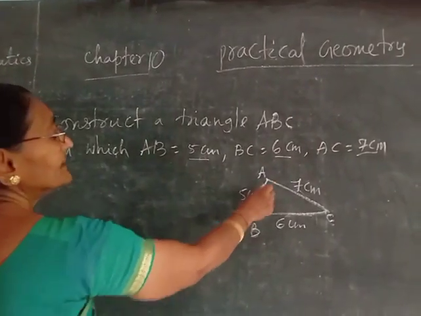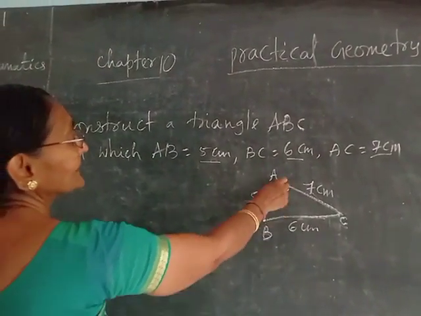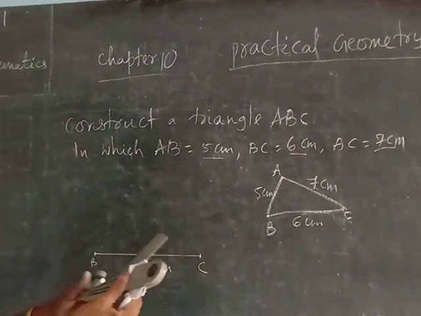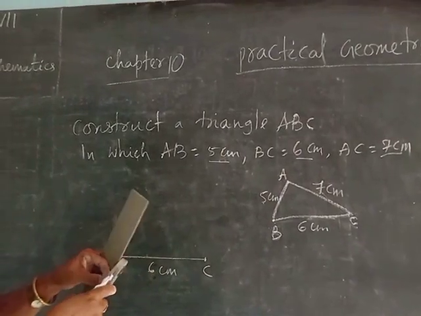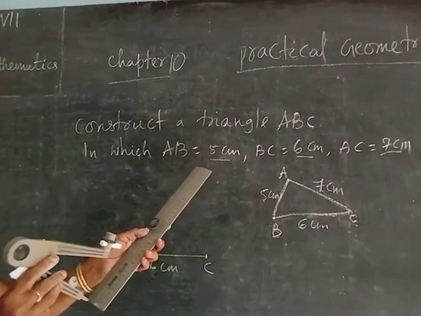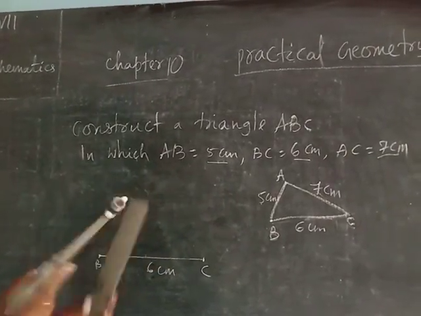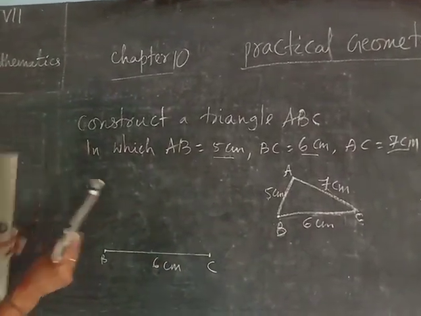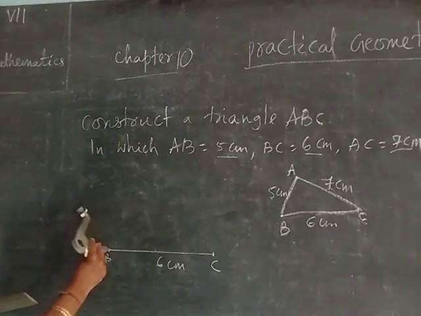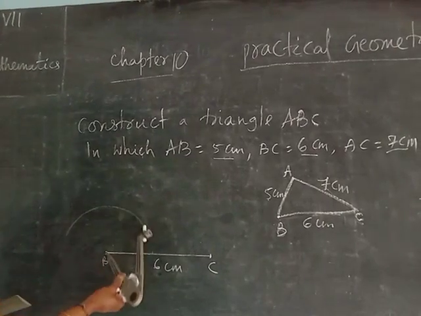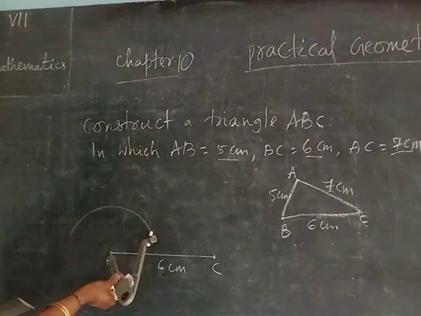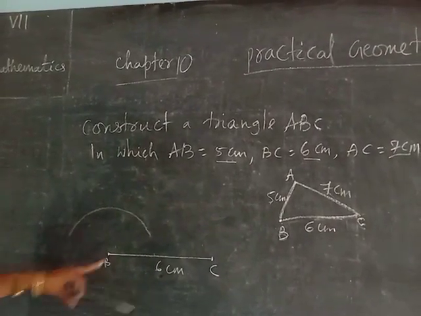Then from B, what is the length of AB? It is 5 cm. Then you take your compass and set the radius to 5 cm. You measure from 0 onwards, take 5 cm, and measure this way. Okay? Then you put the pin on B and draw one arc of 5 cm. One arc you have to construct, draw. This is from B.